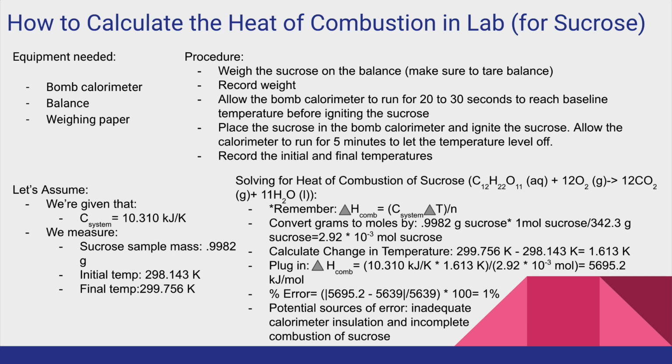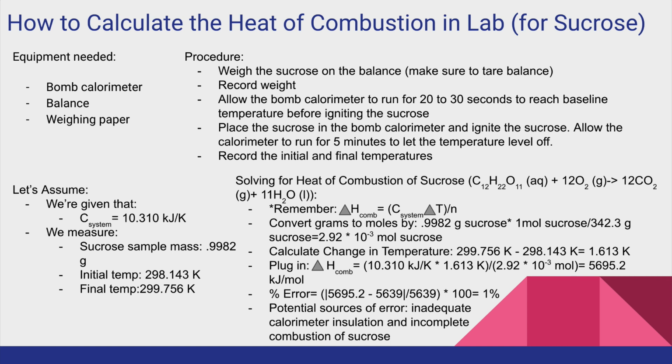Afterwards, we calculate the change in temperature. So we subtract the final minus the initial temperature, and we get 1.613 Kelvin. Finally, we just go ahead and plug in all the numbers into our equation, which gives us 5,695.2 kilojoules per mole for the heat of combustion of sucrose. And then we can go ahead and calculate the percent error.